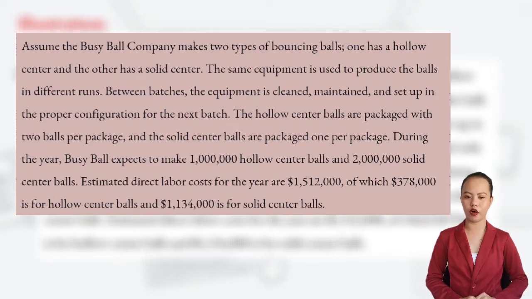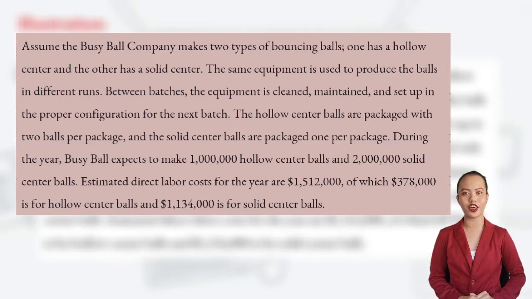The hollow center balls are packaged with 2 balls per package, and the solid center balls are packaged 1 per package. During the year, Busy Ball expects to make 1 million hollow center balls and 2 million solid center balls. Estimated direct labor costs for the year are $1,512,000, of which $378,000 is for hollow center balls and $1,134,000 is for solid center balls.